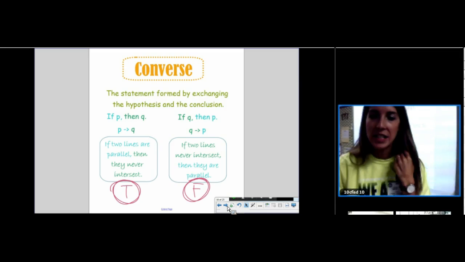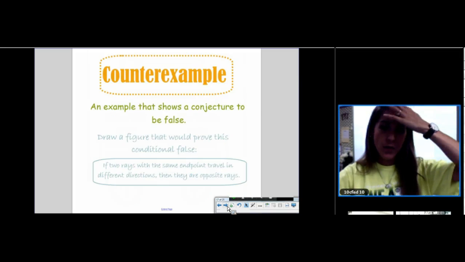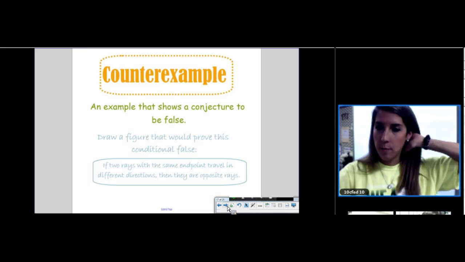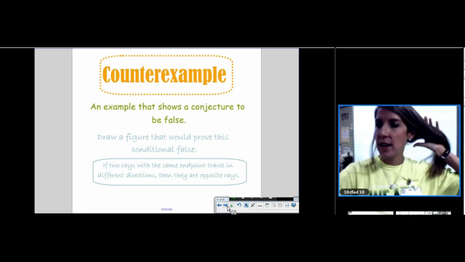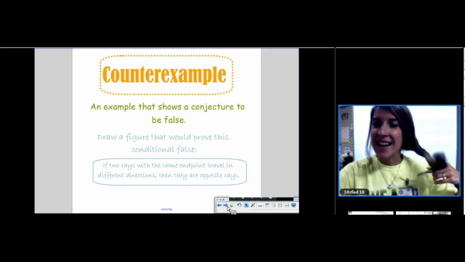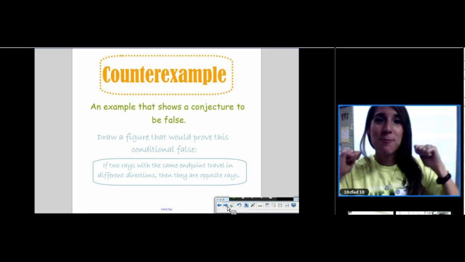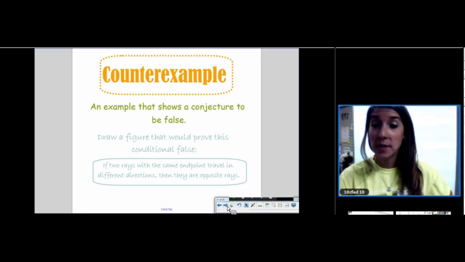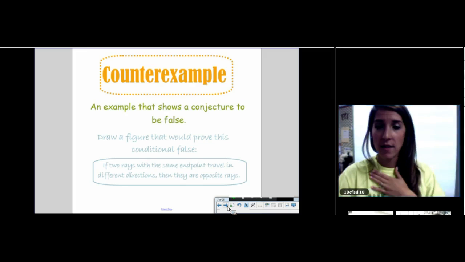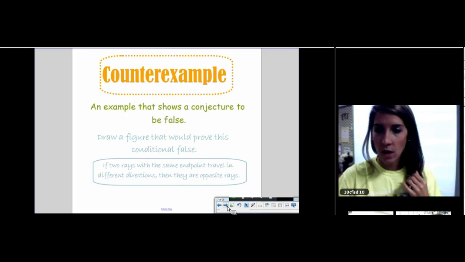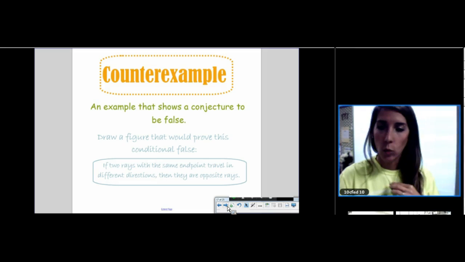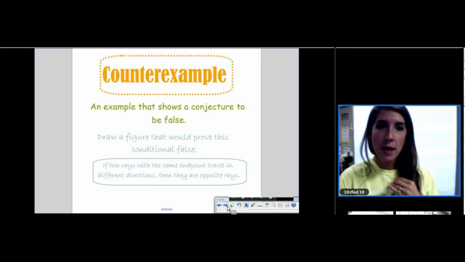Counterexample. This is number 5, the last word for today. We're not going to fill out your whole notes today. Counterexample. An example that shows a conjecture to be false. This is when we get to prove things wrong. Counterexample. Prove the statement wrong. Turn the statement into a liar.